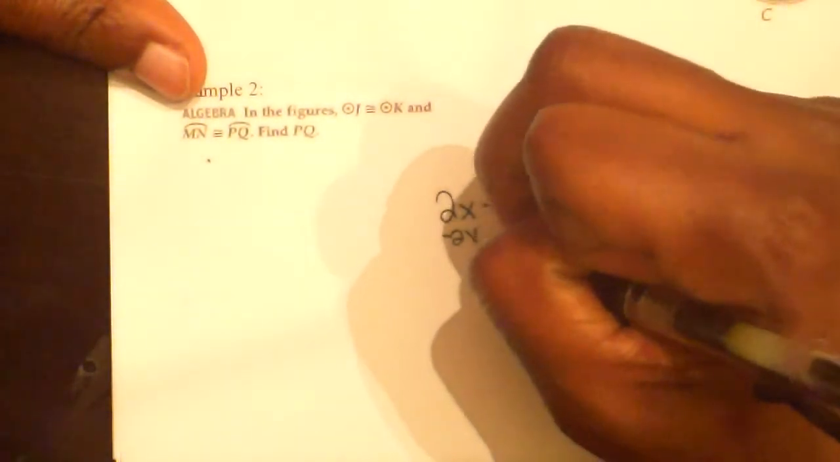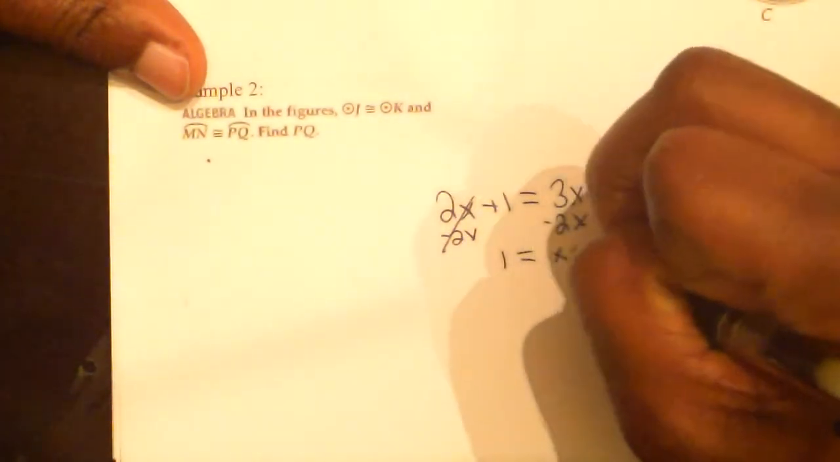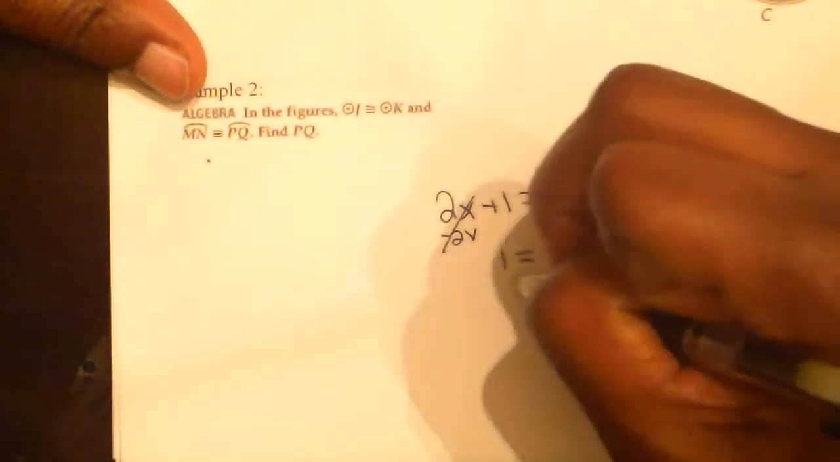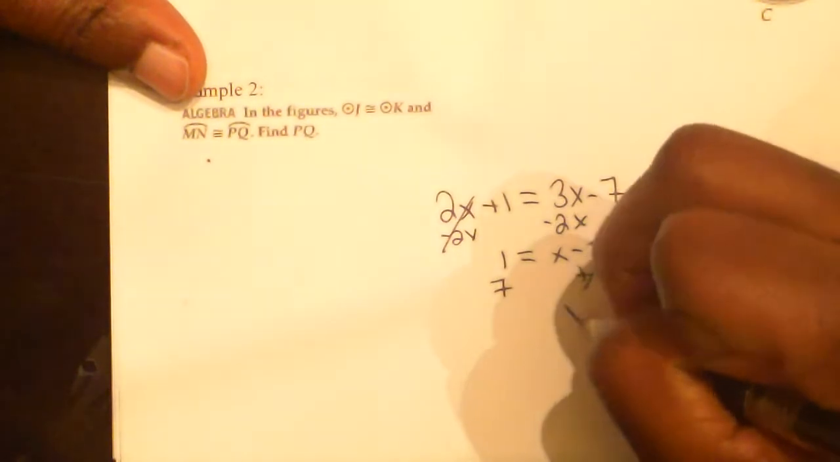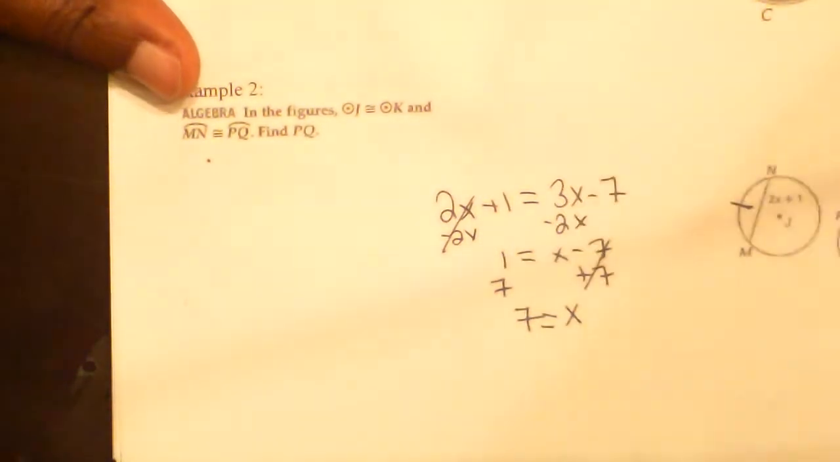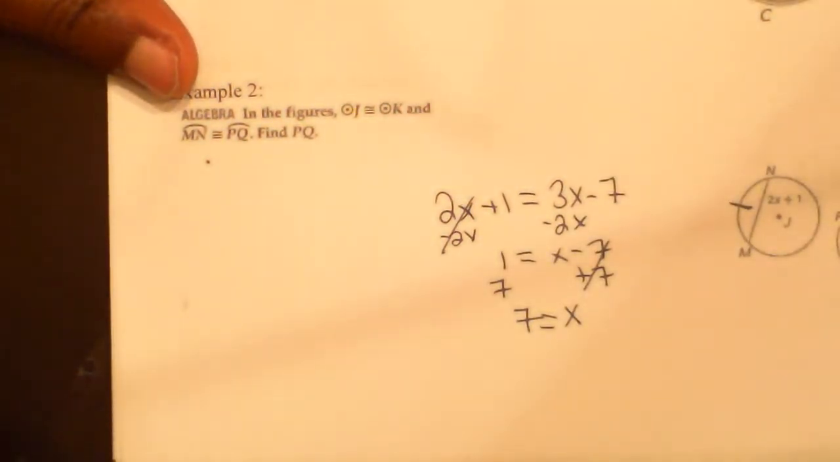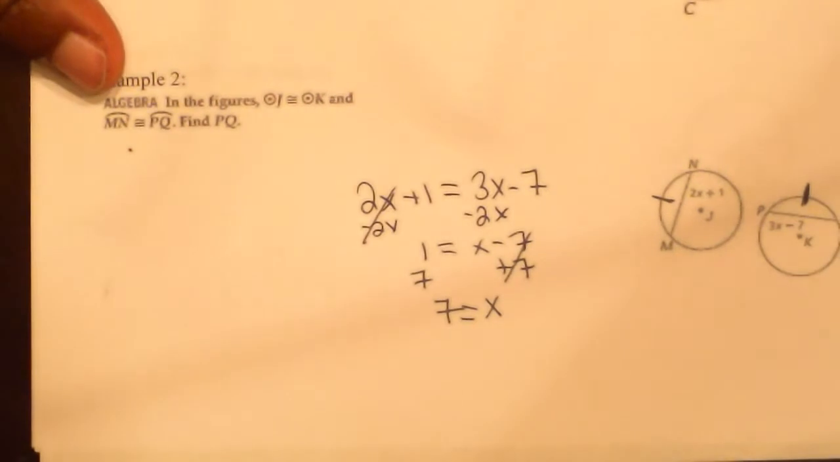Subtract 2x on both sides. We're left with 1 equals x minus 7. Add 7 to both sides. And x equals 7. And that's our answer. I am glad you said no. Thank you. We have to ATQA, answer the question asked.